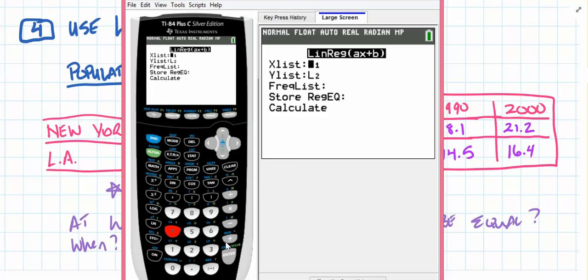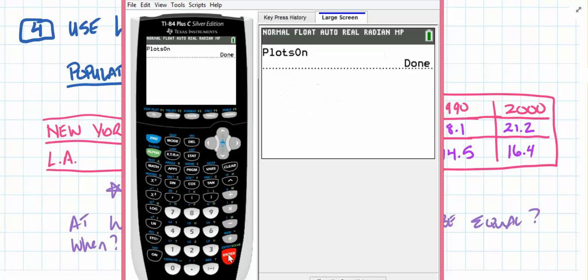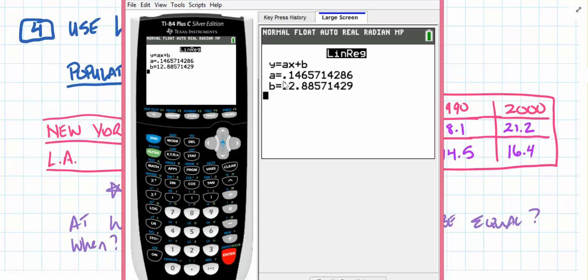So we're going to get this answer right here. I'm looking at 0.15x plus 12.9. So I'm going to write that down and make sure I remember it. Okay, so this gives us our rate, and this gives us our starting population for New York.